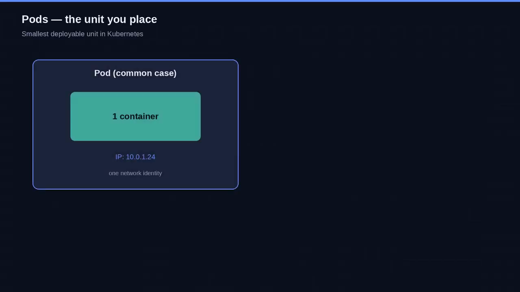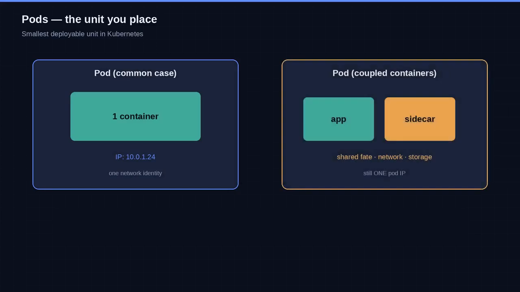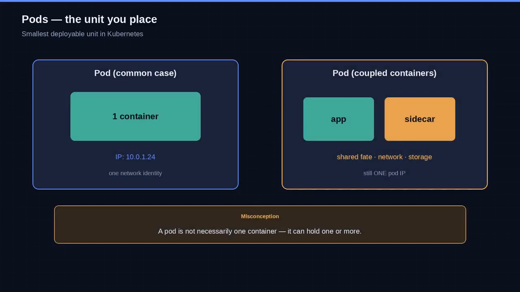What does the scheduler actually place? Not a bare container, a pod. A pod is the smallest deployable unit in Kubernetes. It can hold one container, which is common, or several tightly coupled containers that must share fate, network identity, and storage. That is the misconception to clear. Pod does not mean exactly one container.